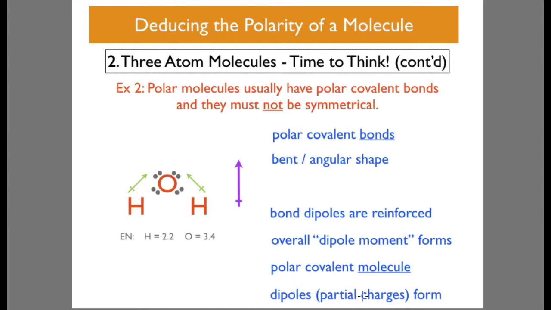And dipoles, partial charges, form on the molecule. And you see this side here, where the hydrogens are, will be the positive dipole. And over here, where the oxygen is, will be the negative dipole. Of course, this is because it is non-symmetrical.